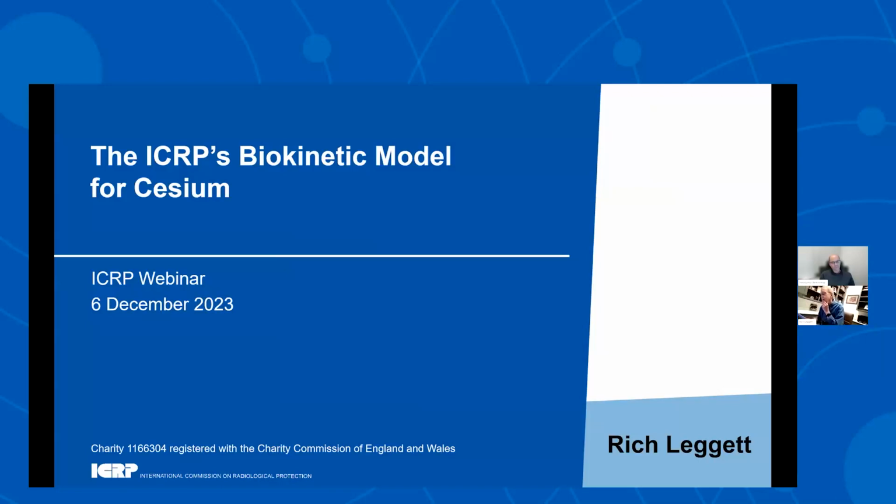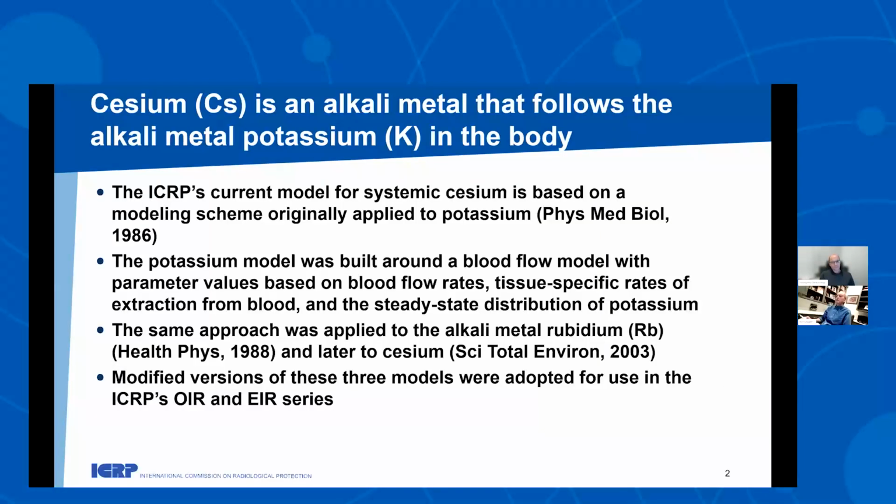I'll describe the ICRP's current biokinetic model for cesium and give some historical background on the model. Cesium is an alkali metal that follows the essential alkali metal potassium in the body. The ICRP's current model for systemic cesium is based on a modeling scheme originally applied to potassium. By the current model, I mean the OIR model.